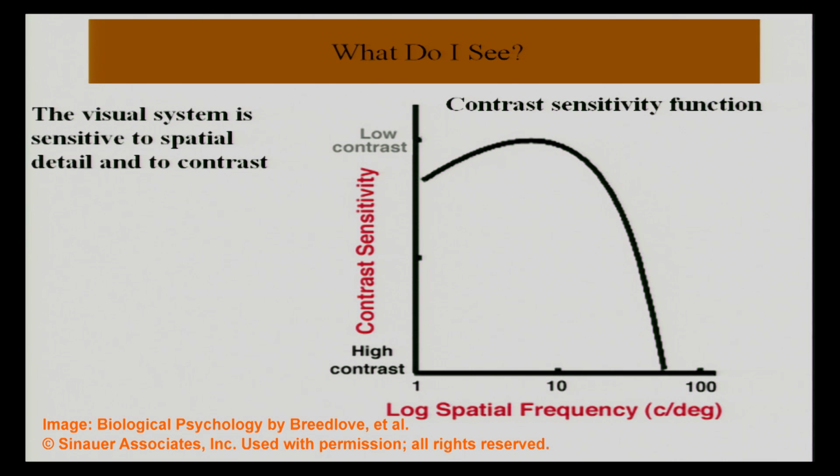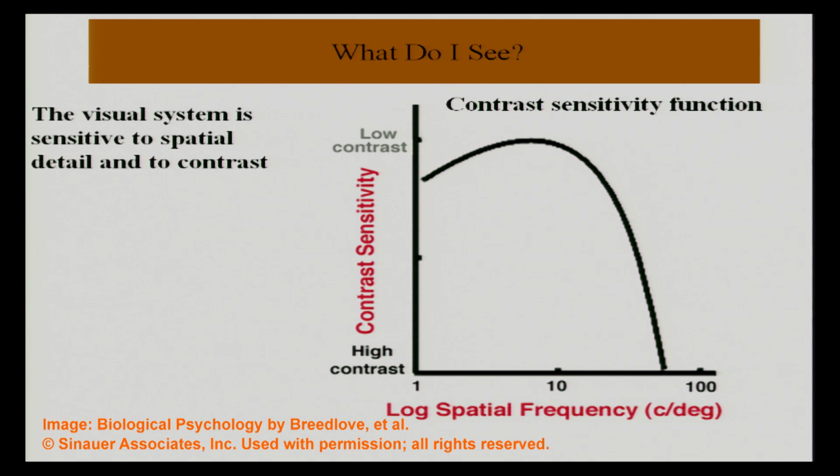And this is about 60 cycles per degree. And this measurement here is changing the amplitude of that sinusoid so that you can say, I just see it. It's just like changing the loudness of the frequency of the tone till you can say, I just hear it. So this is the spatial contrast sensitivity function.